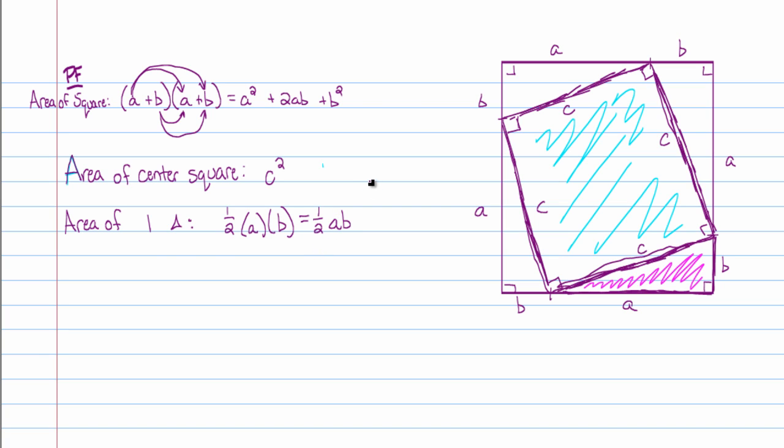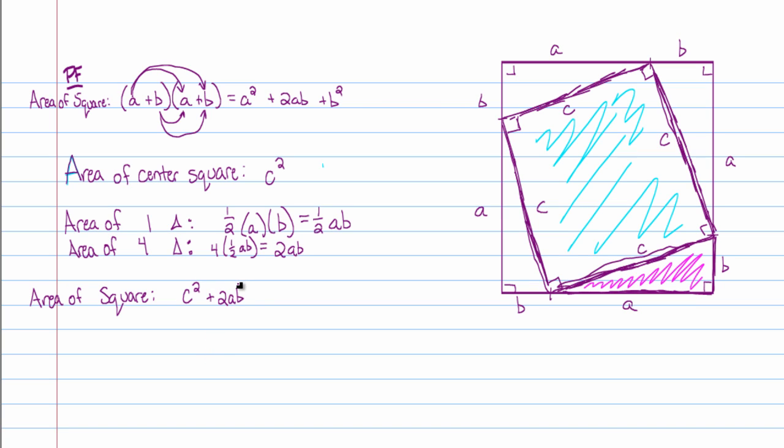Of course, we don't just have one triangle, we have four, so the area of four triangles is going to be just 4 times that, 1/2 AB. The 2 and the 4 will cancel nicely to become 2AB. All right. So the area of the big square could also have been found just by saying, okay, well, it's the area of the center square plus the area of those 4 triangles.